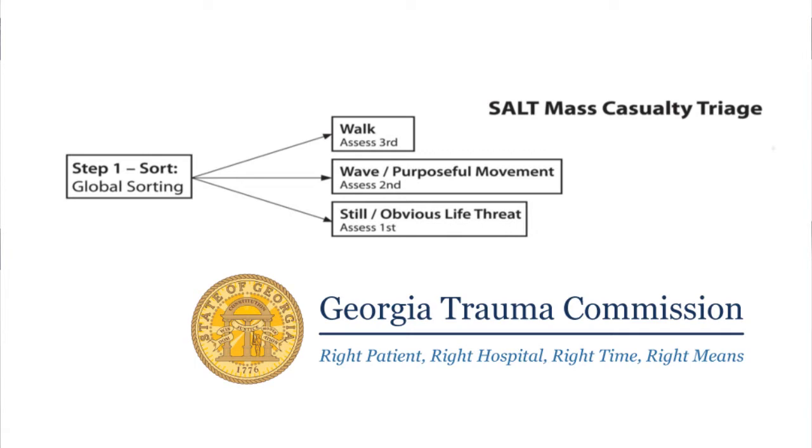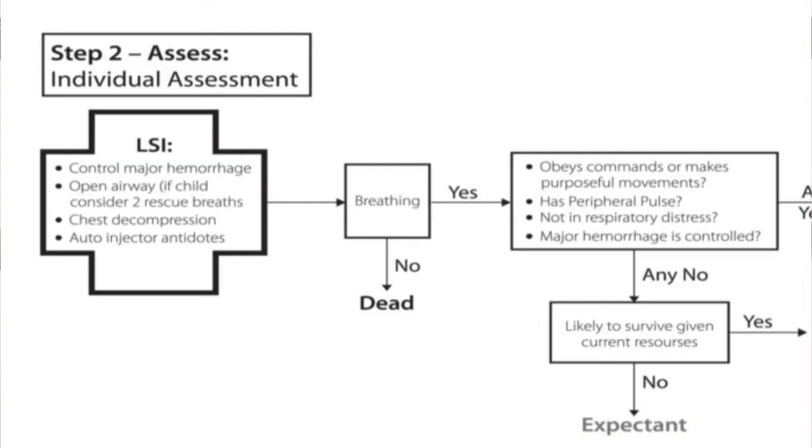Once we have divided this group up, we begin to assess the patients that are still or have obvious life-threatening injuries first. The second group of people we will treat are the people who are waving and make purposeful movement. The last group you will assess is the walking wounded. You have the equipment provided to you in the North American Response Kit to provide the life-saving interventions. The life-saving interventions are control major hemorrhage, open the airway. If it's a child, consider 2 rescue breaths, chest decompression, auto-injector antidotes.